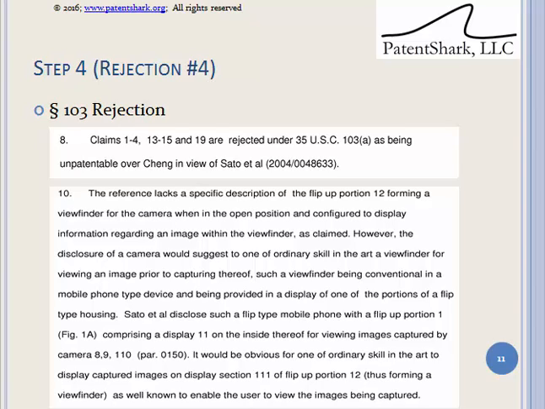The examiner states that Cheng teaches or suggests all of the features of claims 1 and 13 except for one feature. The examiner relied on Sato to cure the deficiencies of Cheng, that is, to teach such missing feature of Cheng. The examiner stated that Cheng lacks a specific description of the flip-up portion forming a viewfinder for the camera when in the open position, and displaying information regarding that image within the viewfinder. Instead, the examiner stated that Sato teaches or suggests such feature.